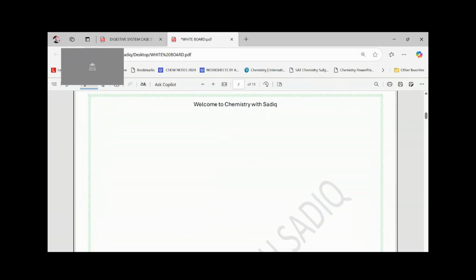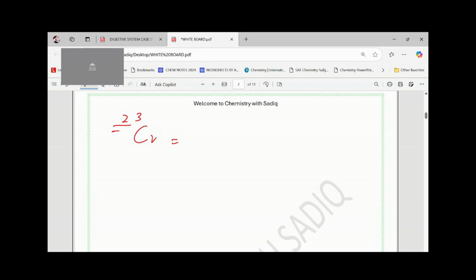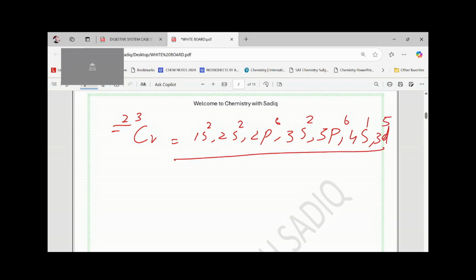Okay, if you see chromium, the electronic configuration for chromium has 24 as the atomic number. So I'll go for completing this number. 1s2, 2s2, 2p6, 3s2, 3p6, 4s1, and 3d5. Okay, this is the correct version, and the wrong version could be, when I'm following the rule, it will go as 4s2 and 3d4. So this one is totally wrong. We don't support this. This is correct.